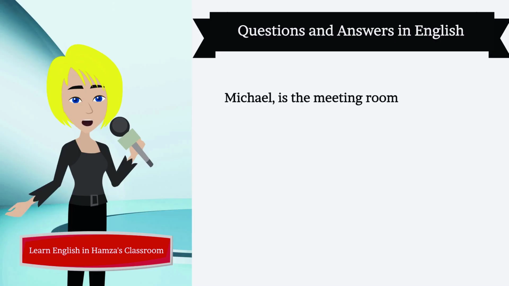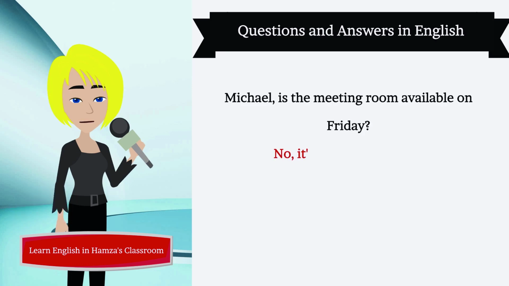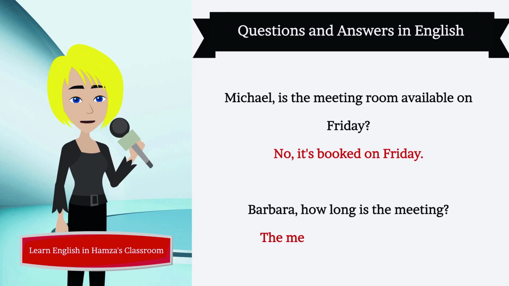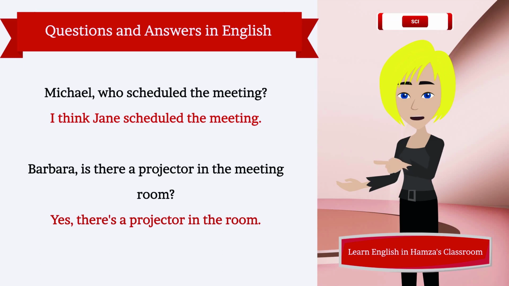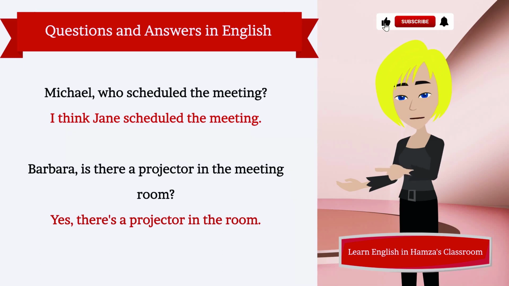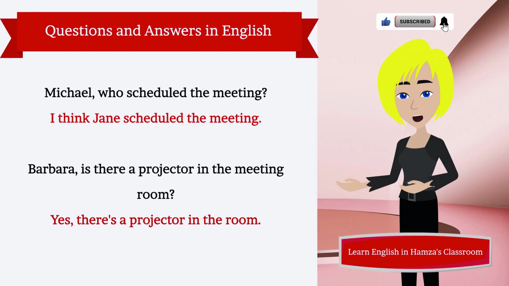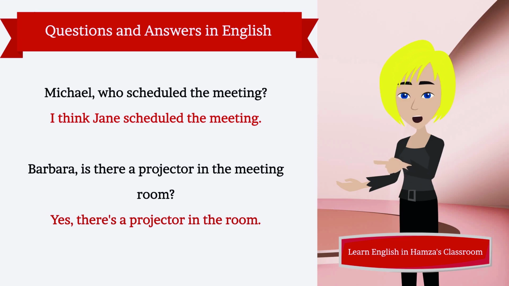Michael, is the meeting room available on Friday? No, it's booked on Friday. Barbara, how long is the meeting? The meeting will be 1 hour. Michael, who scheduled the meeting? I think Jane scheduled the meeting. Barbara, is there a projector in the meeting room? Yes, there's a projector in the room.